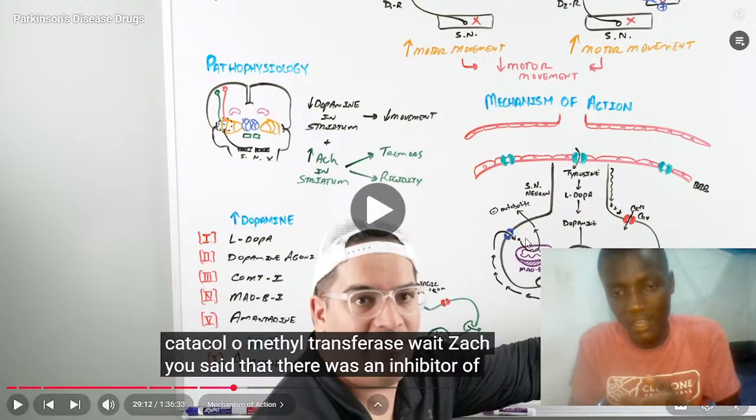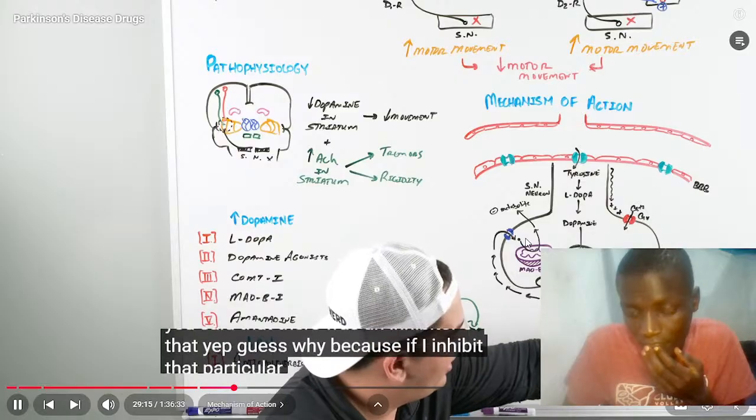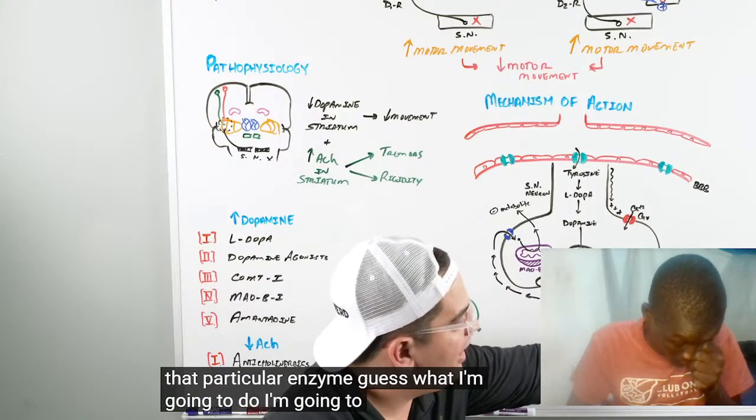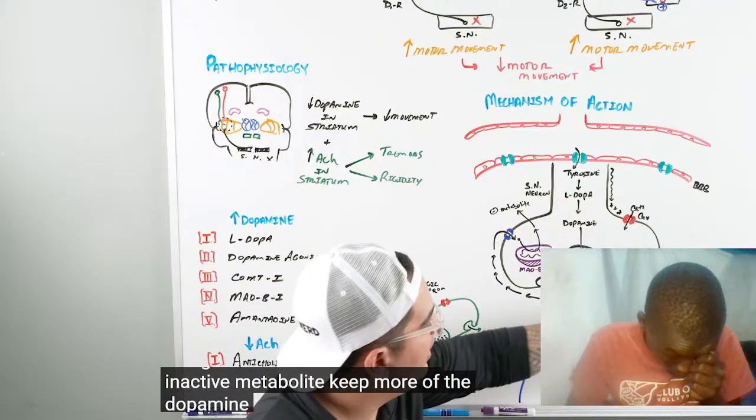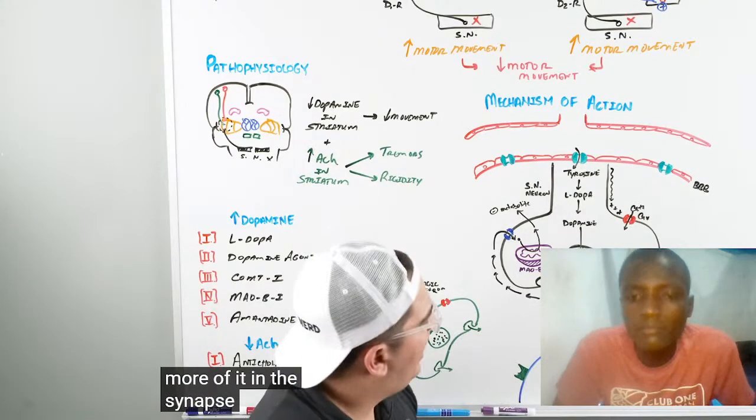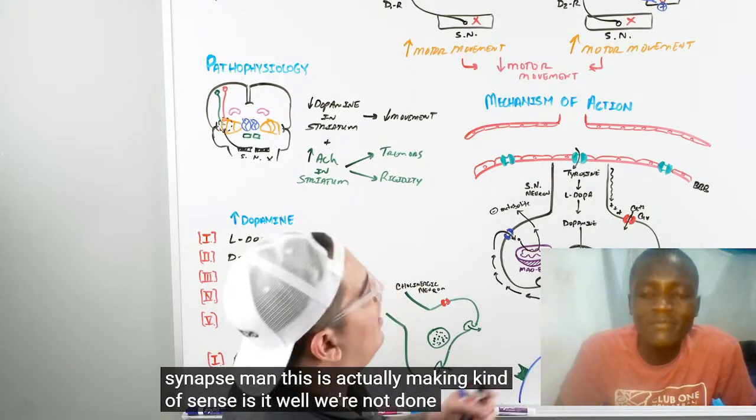That's what it's saying now. Yep, guess why? Because if I inhibit that particular enzyme, guess what I'm going to do? I'm going to inhibit it from being inactivated into this actual inactive metabolite, keep more of the dopamine either be recycled or keep more of it in the synapse. Man, this is actually making kind of sense, isn't it? Well, we're not done there yet.